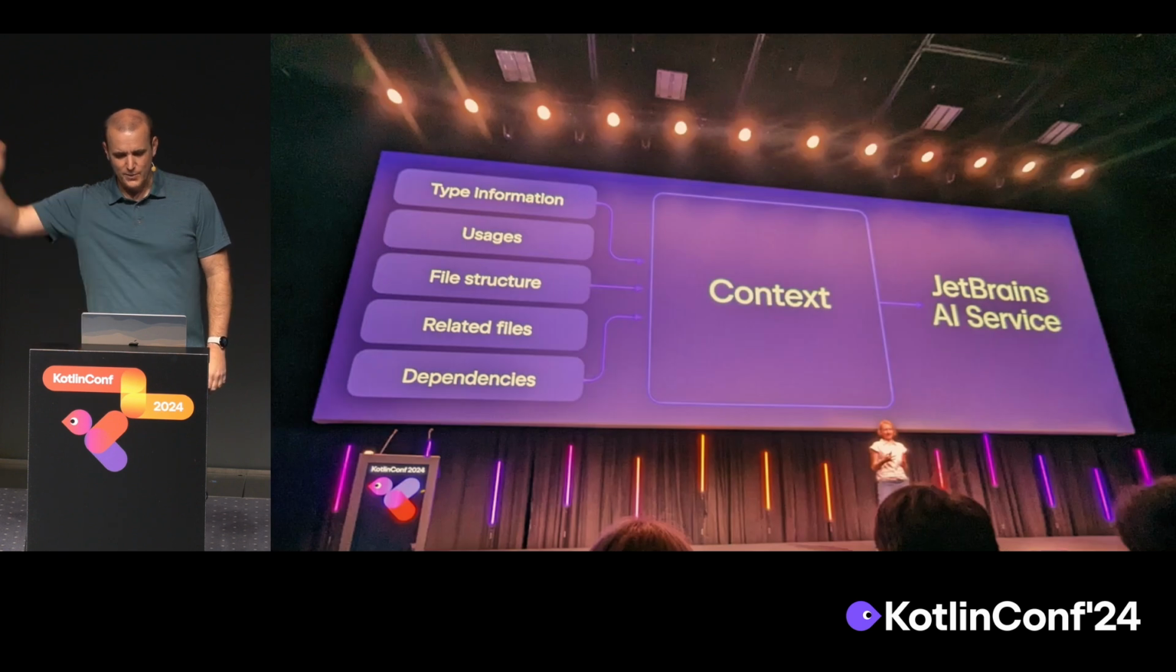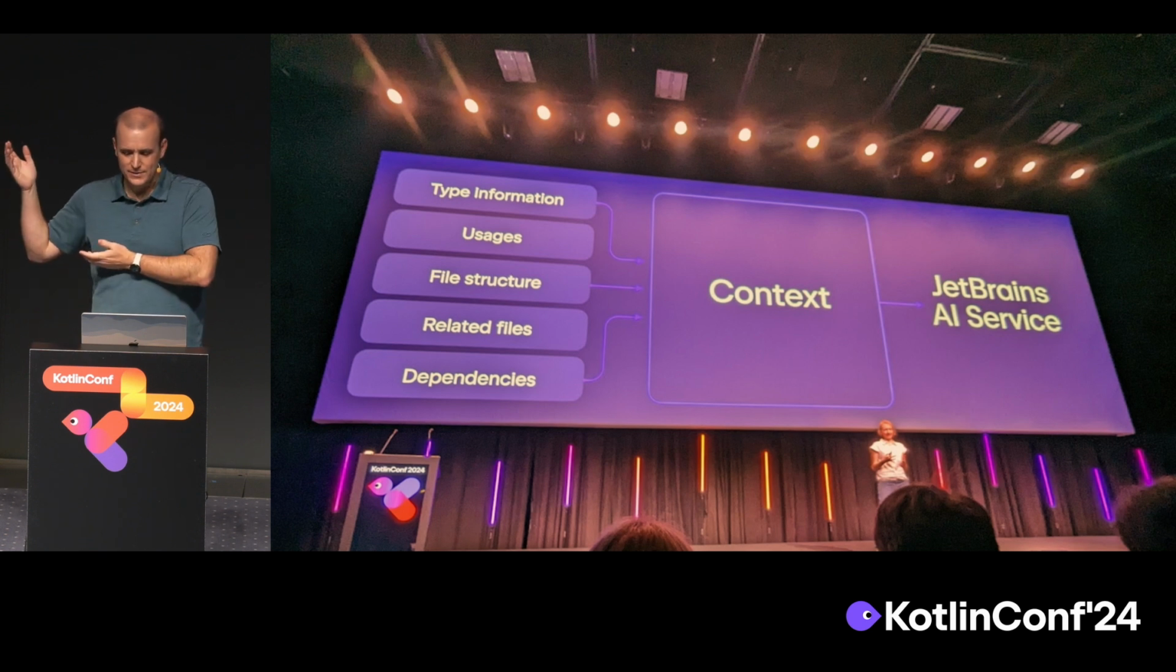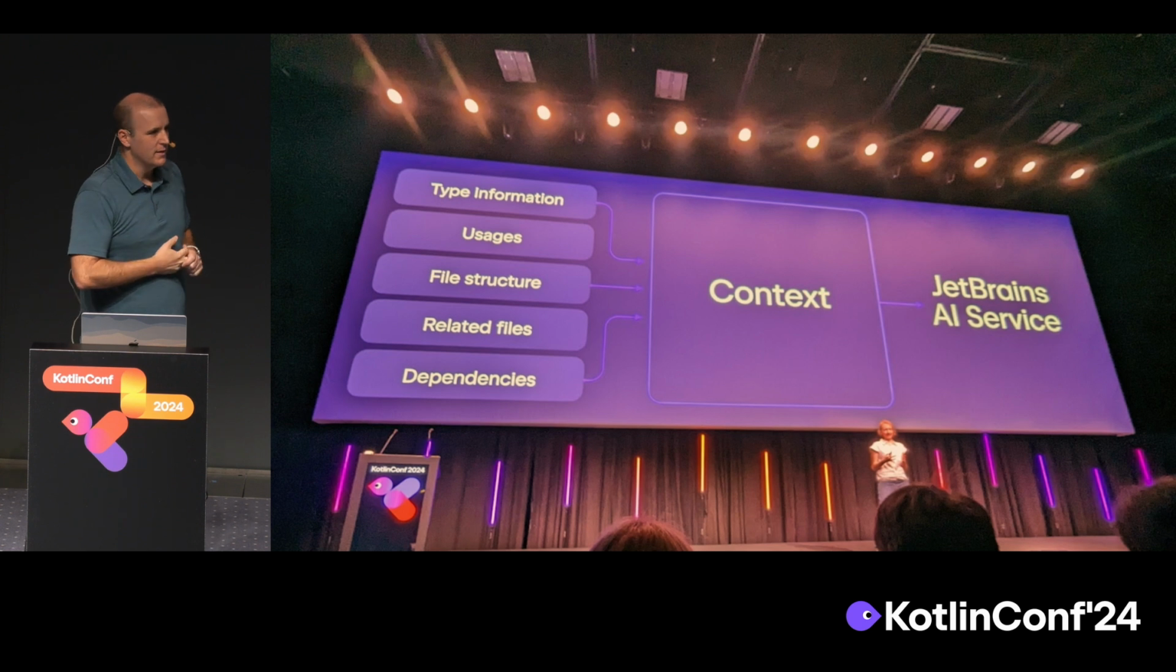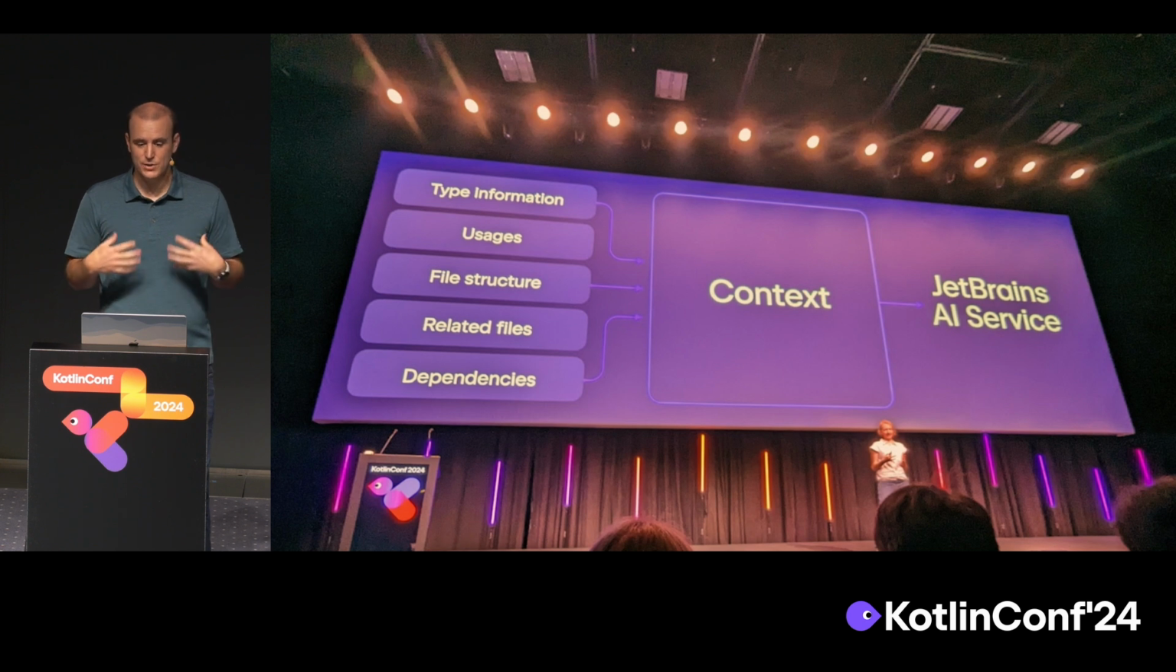JetBrains then put on the next part of the slide, the AI service. Because they have all this context and they can send it over to some AI service and it might answer your questions. But I think a key thing here is it won't always answer every one of your questions. The context that they're providing, and I'm assuming a little bit, is everything that IntelliJ has access to. So all of your dependencies, the usages, the definitions, a lot of the information you need.